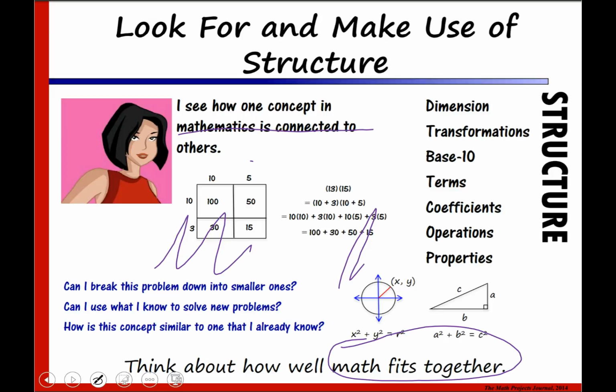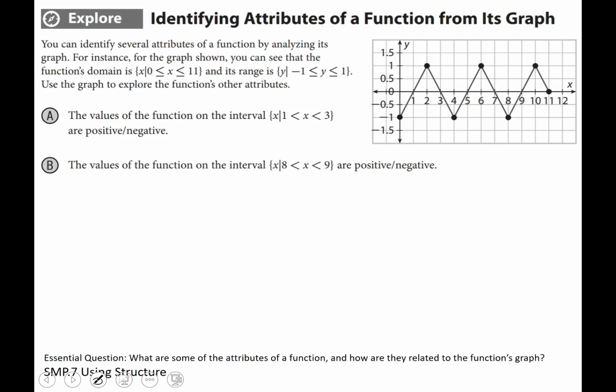So the structure that we're talking about: yesterday we looked at domain and range. We're going to see some other attributes of a graph that are connected to domain and range. So we're going to start by identifying the attributes of a function from its graph. We're going to do the explore together again. Eventually when Mrs. Ballard comes back, you guys will be doing more of the explore on your own.